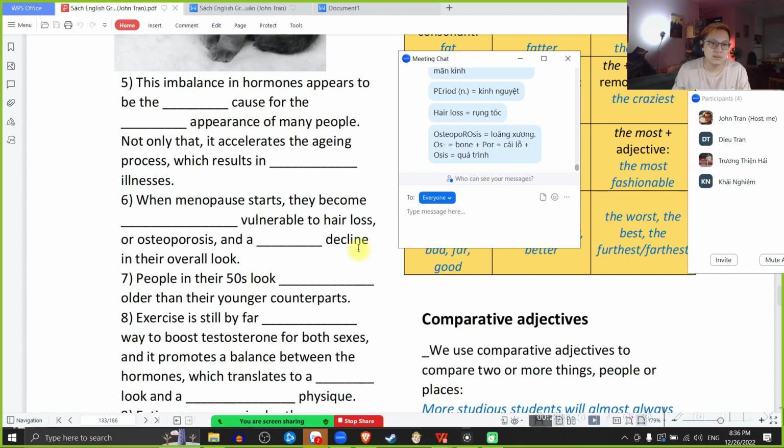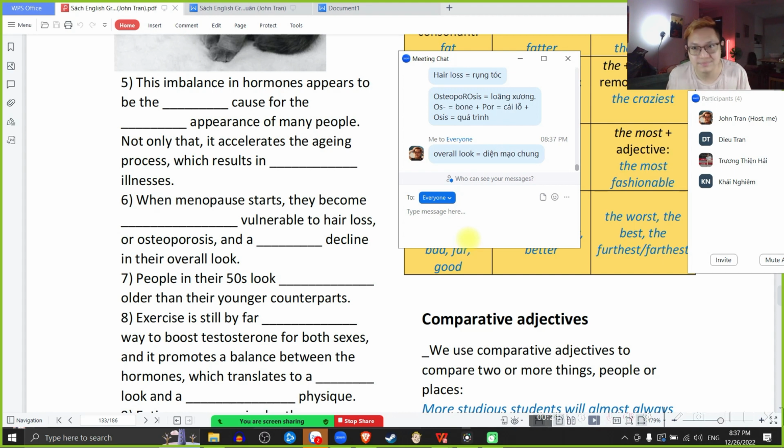And a decline in their overlook. Overlook means overall appearance.